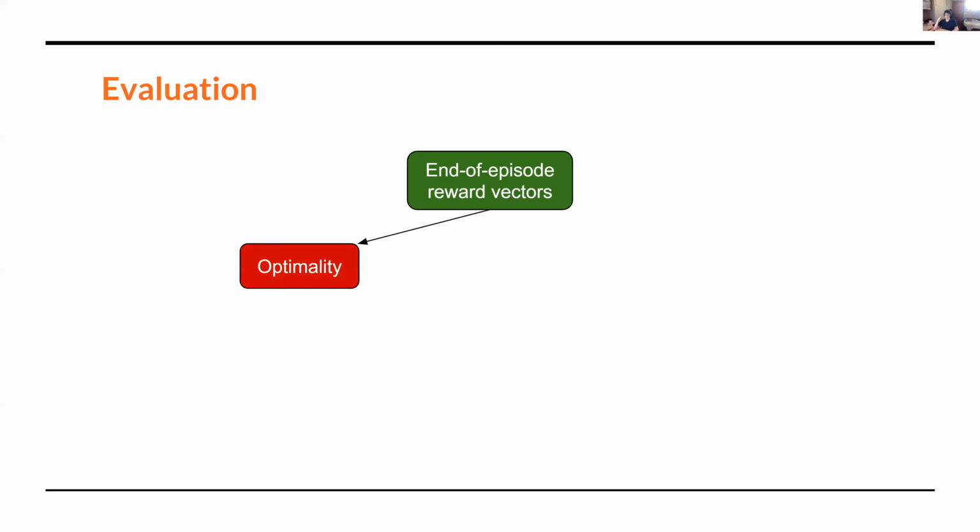Instead, what we decided to go for was considering end of episode reward vectors, so essentially the cumulative reward vector at the last time step. This comes with its own problems, and there are two main ones. One is optimality. We do not know which end of episode reward vectors are optimal. And this is just a feature of reinforcement learning. We do not know what is optimal. We just know what the agent has done, and we don't know whether that is optimal or not.